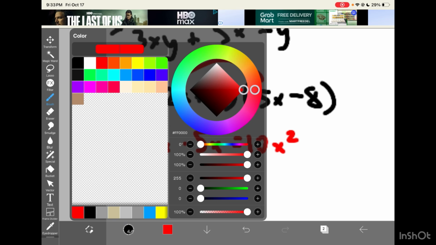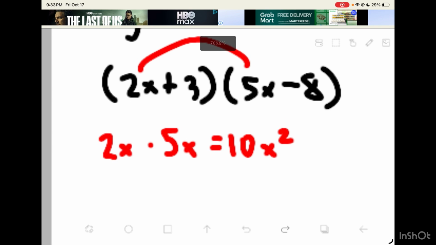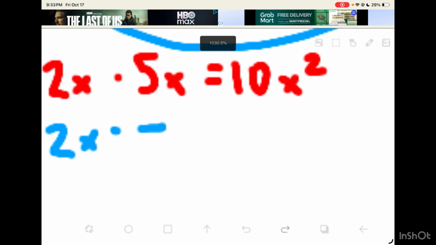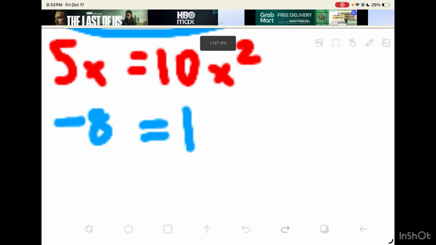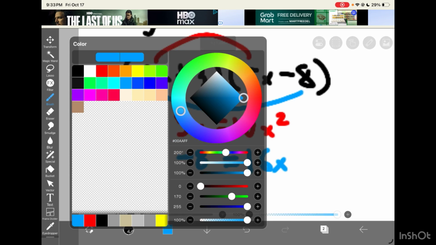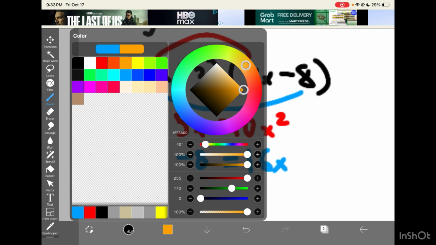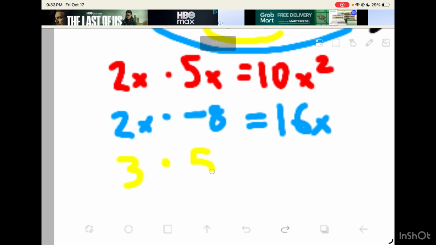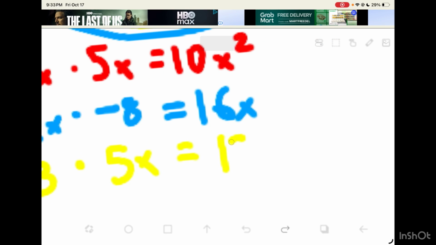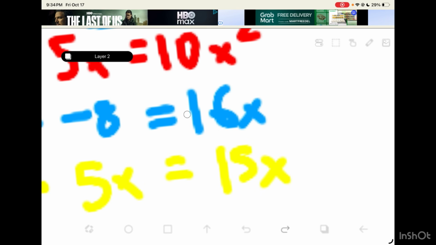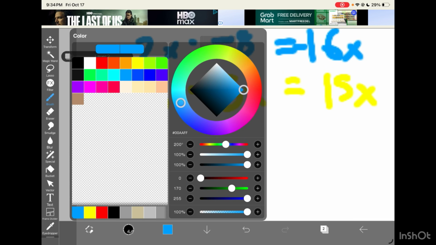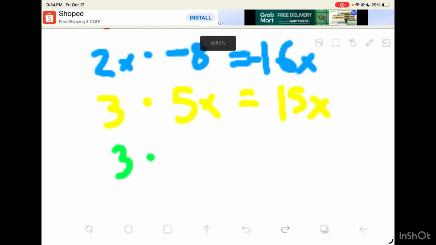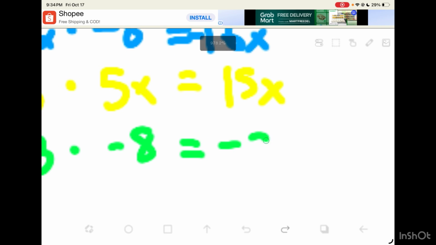Next, we do the outer. Outer is the 2x again, but this time with the negative 8. So 2x times negative 8 is equal to negative 16x. Next, we have the inner. The inner is going to be the 3 times 5x. So 3 times 5x is equal to 15x. Oh, sorry, this should be negative. And then lastly, we got the last. It's going to be 3 times negative 8, which is equal to negative 24.